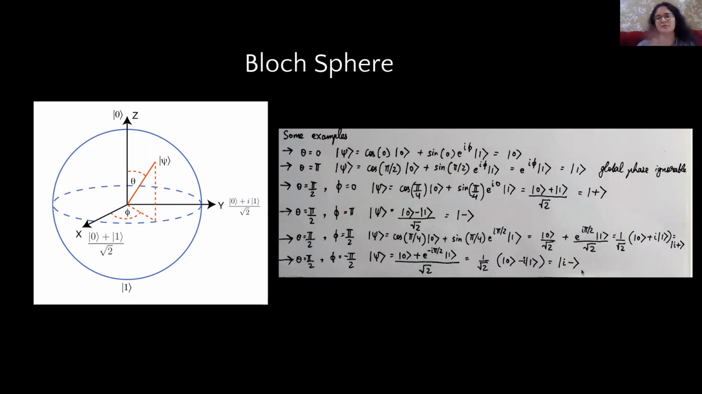And now you can probably see for yourself that we can put any particular value of theta and phi and get any point on the surface of this sphere. That is, we can represent any given qubit using Bloch's sphere in a more visual way.